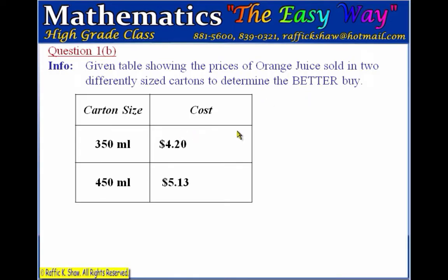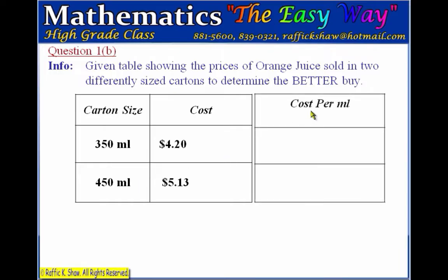So to determine which carton is a better buy, we need to work out the unit price for the orange juice in the smaller carton, and also the unit price for the orange juice in the larger carton. So if we can find the cost for 1 milliliter of orange juice from the smaller of the two cartons and compare that with the cost of 1 milliliter of orange juice in the larger carton, then we'll be able to compare the two cartons and see which is the better buy. So let's show what we have to do. We have to calculate the cost per milliliter in the two cartons.